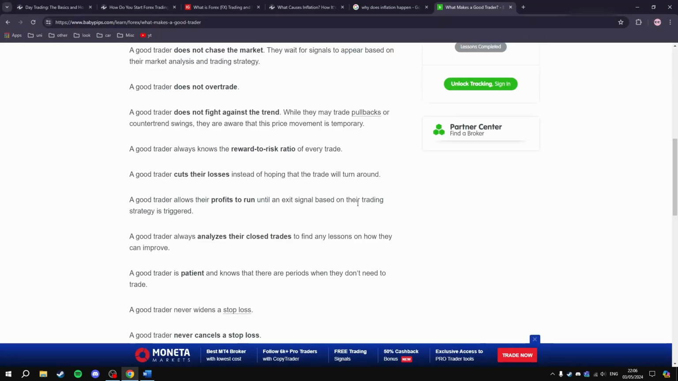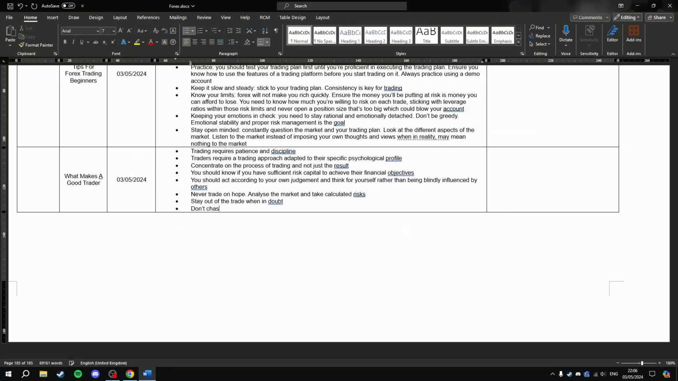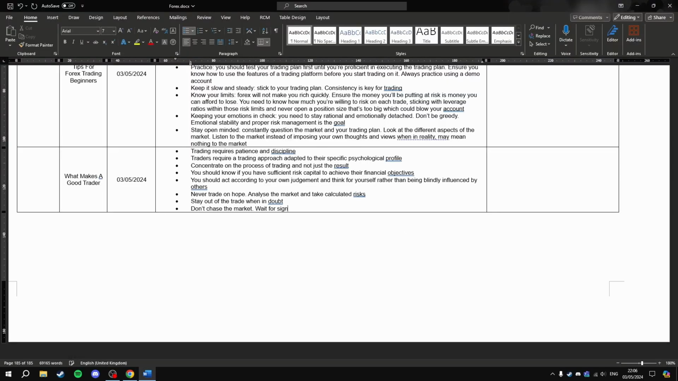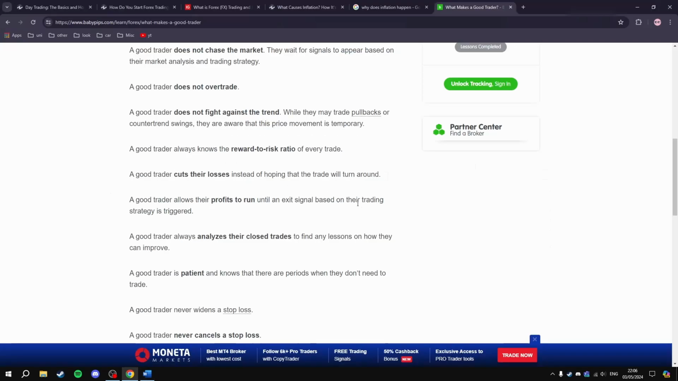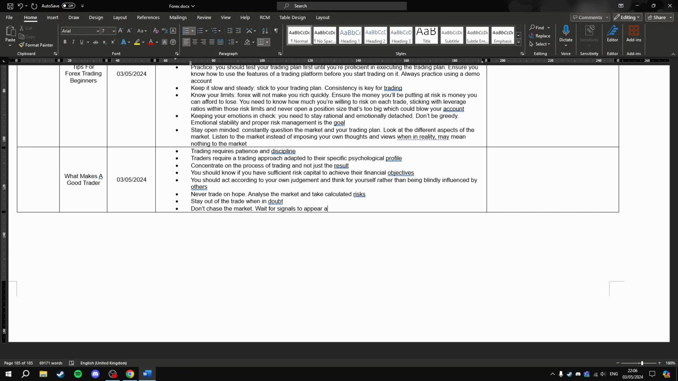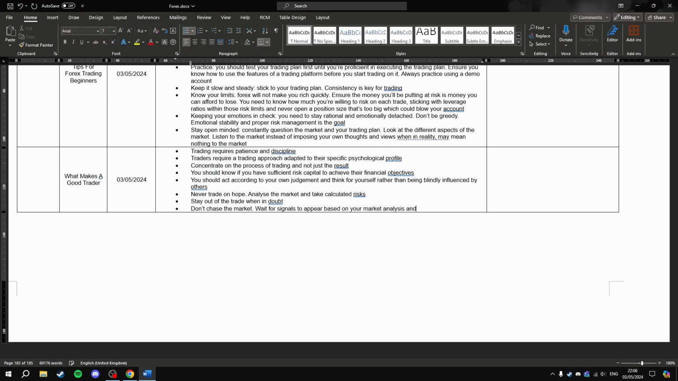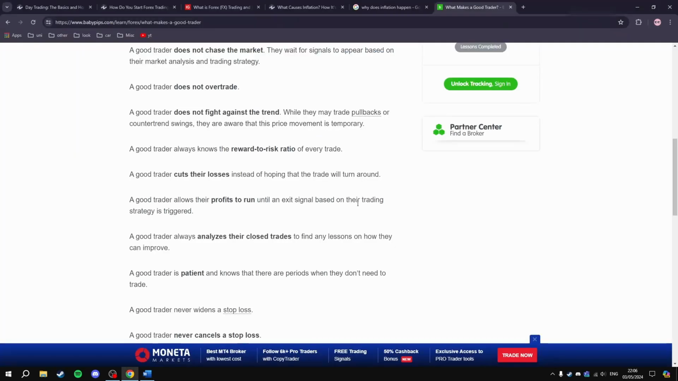Stay out of the trade when in doubt. Good traders do not chase the market. Don't chase the market. Wait for signals to appear based on your market analysis and trading strategy.